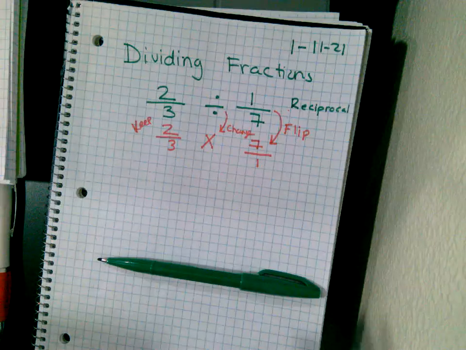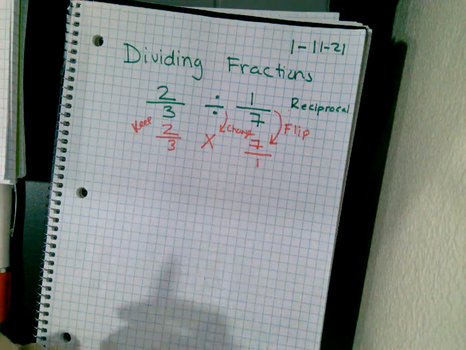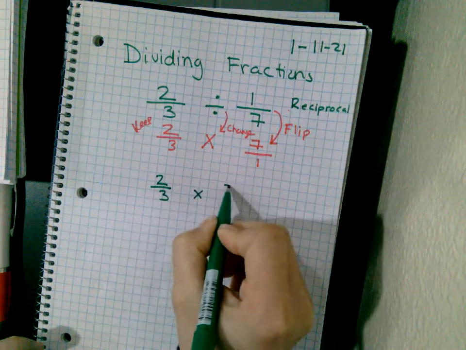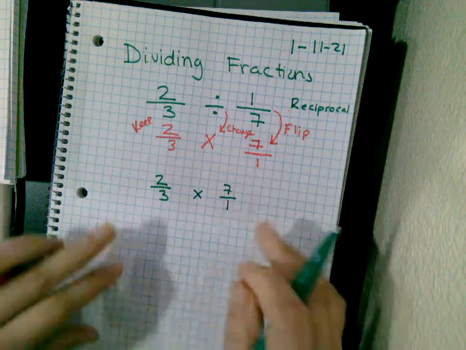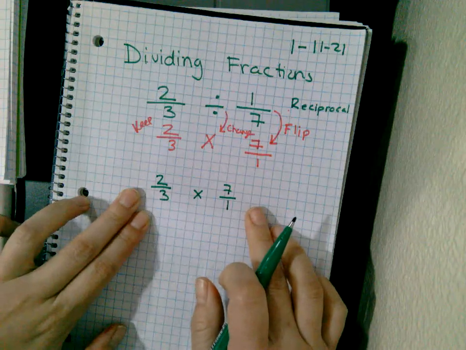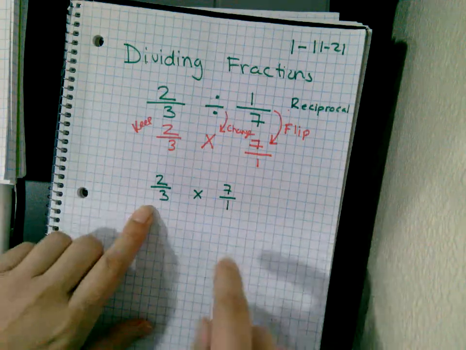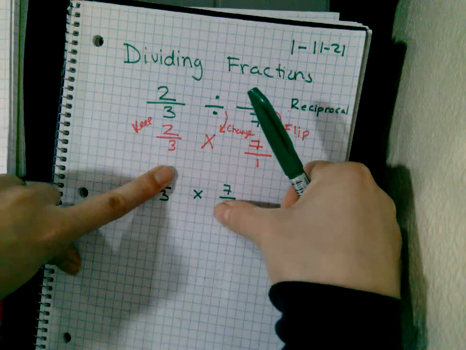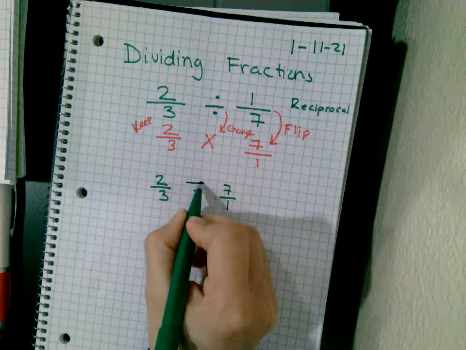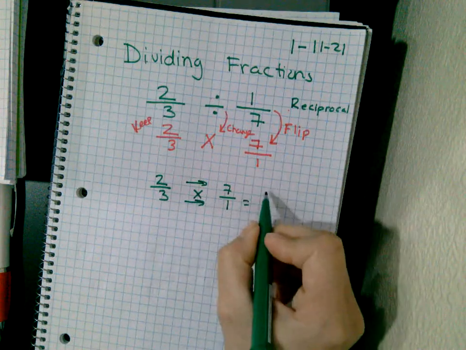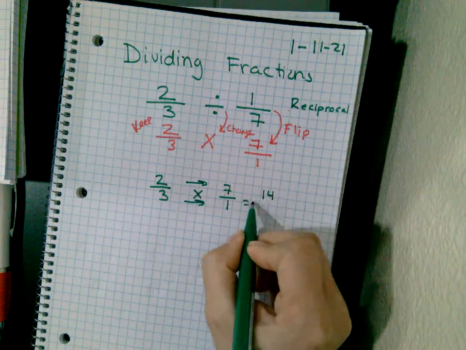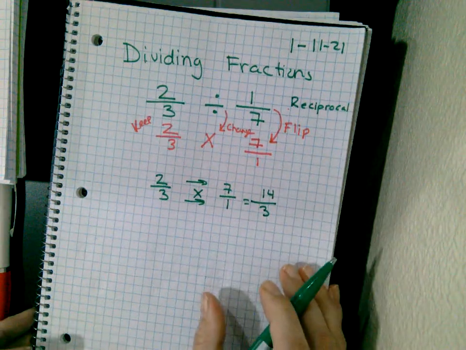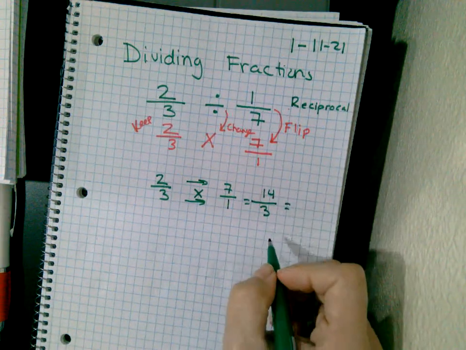Okay? Now, we're going to do the math. I'm going to rewrite it so that it's a lot clearer. So this is our brand new problem. Now we handle it like we did last week. We check the corners to see if there's anything we can simplify. Nope. So we're just going to multiply straight across. And we get 14/3. Now this is called an improper fraction, and I would like you to turn it into a mixed number.